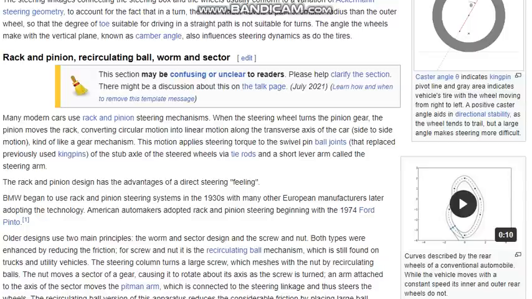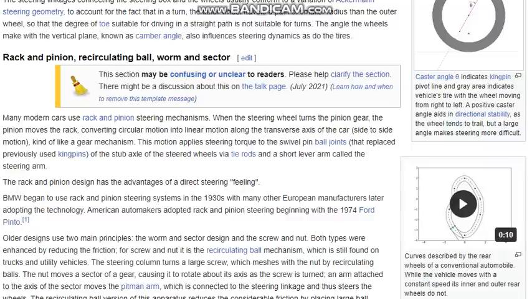Many more modern cars use rack and pinion steering mechanisms. When the steering wheel turns the pinion gear, the pinion moves the rack, converting circular motion into linear motion along the transverse axis of the car. It produces side to side motion, kind of like a gear mechanism.